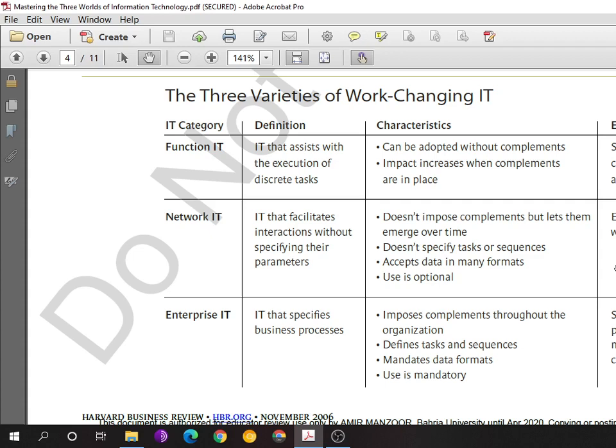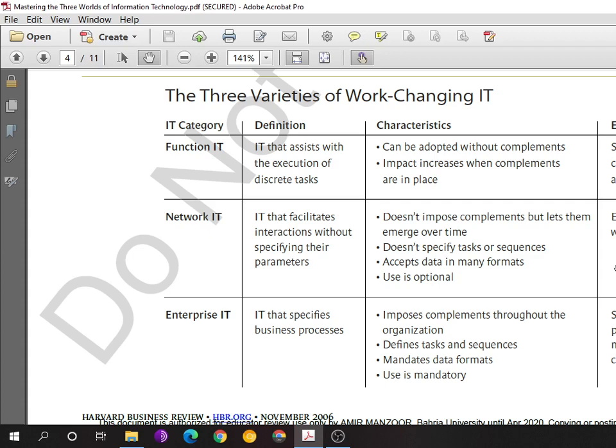Some examples are simulator software, spreadsheets like Excel, computer-aided design like AutoCAD, and statistical software like SPSS, Jamovi, JASP, R, and several others. So whenever you are working on things which are of an operational nature, what you're dealing with is known as the functional IT category.